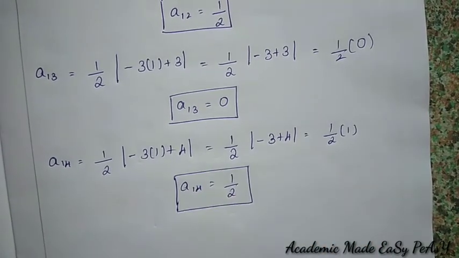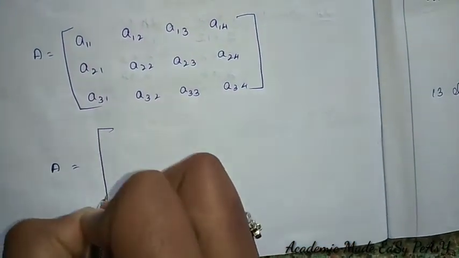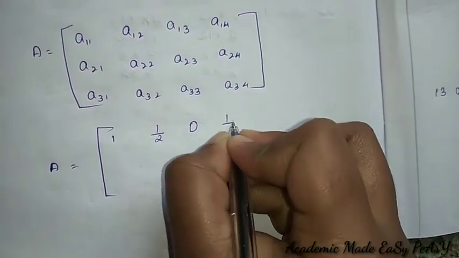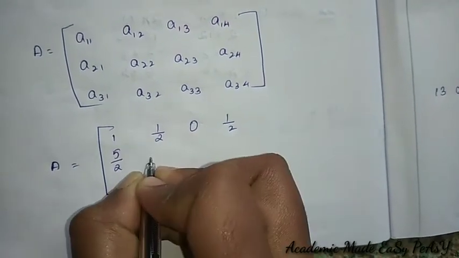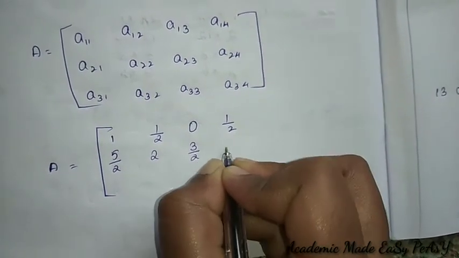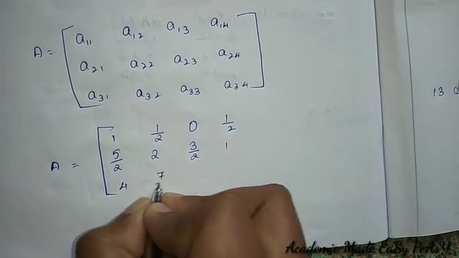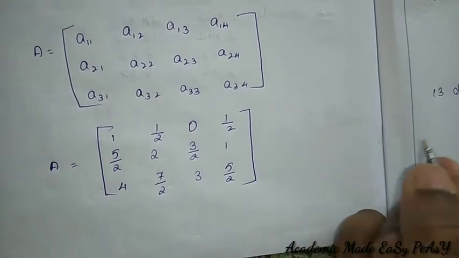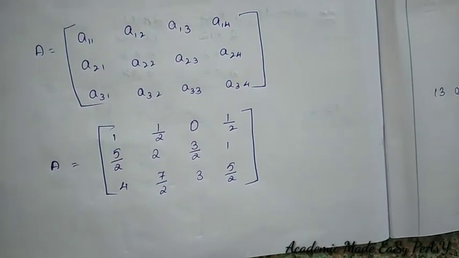So if we do it in such a way for the other elements also, we will get the matrix. After doing it that way, I will have A is equal to, so this is the general form, isn't it? So my final answer will be 1 by 2, 0, 1 by 2, 5 by 2, 2, 3 by 2, 1, 4, 7 by 2, 3, 5 by 2. So this is my answer for the matrix A.